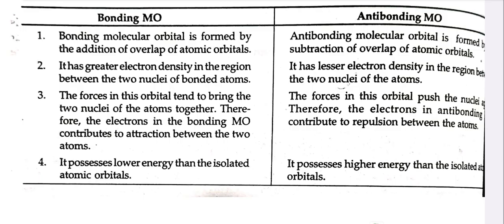Anti-bonding molecular orbitals. An anti-bonding molecular orbital is formed by the subtraction or overlap of atomic orbitals. It has lesser electron density in the region between the two nuclei of the atoms. The forces in this orbital push the nuclei apart. Therefore, the electrons in the anti-bonding molecular orbital contribute to repulsion between the atoms. It possesses higher energy than the associated atomic orbitals.